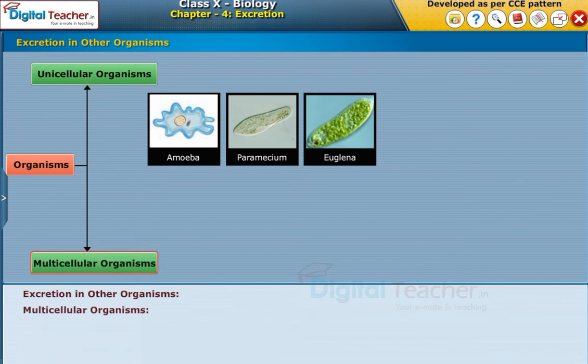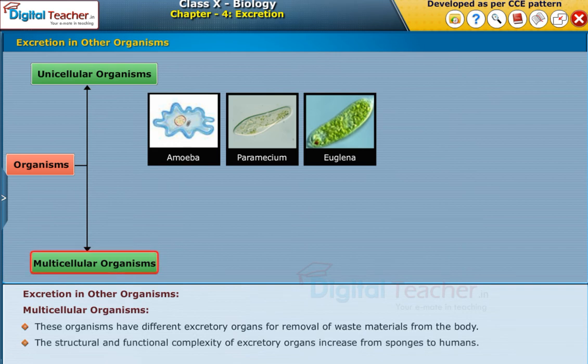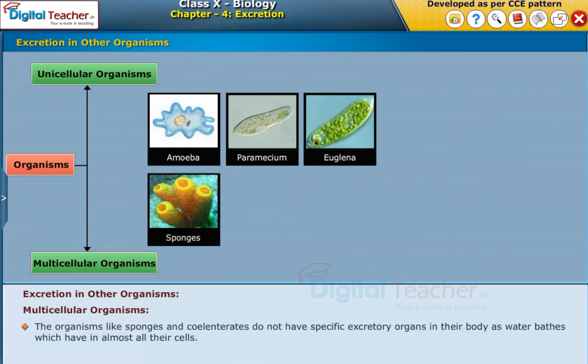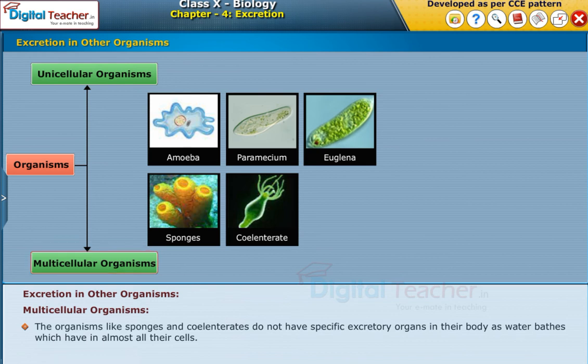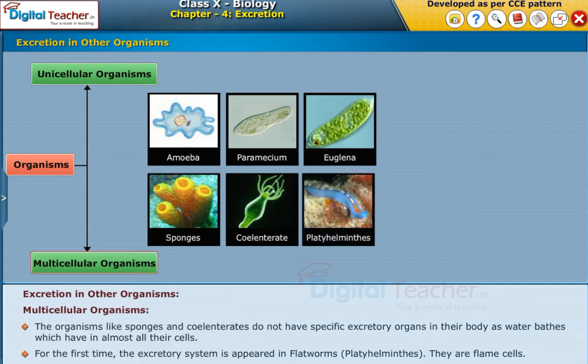Multicellular organisms. These organisms have different excretory organs for removal of waste materials from the body. The structural and functional complexity of excretory organs increases from sponges to humans. Organisms like sponges and coelenterates do not have specific excretory organs in their body as water bathes almost all their cells. For the first time, the excretory system appears in flatworms, Platyhelminthes. They have flame cells.